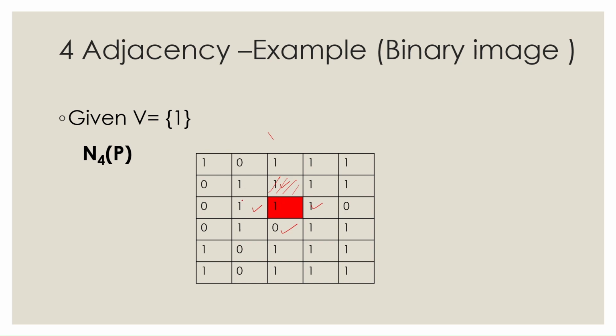Now let us take this pixel 1. This is also present in the set V. So we can take this one as an adjacent pixel. Similar case, we can take this for the adjacency.